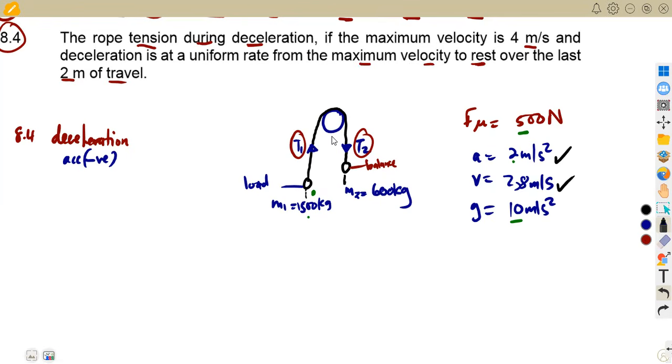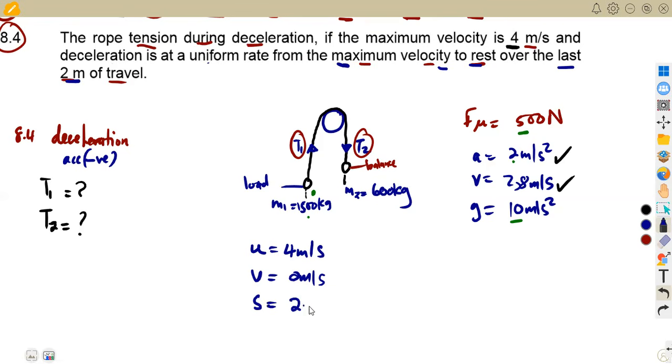They are saying we are talking about the tension, which means we are supposed to calculate T1 again and T2 again, the same way we calculated before, but on a condition of deceleration from a maximum velocity, which is now our initial velocity. So we have our initial velocity of 4 meters per second until it comes to rest with a uniform deceleration, meaning our final velocity is 0 meters per second over the last 2 meters, meaning we are given the displacement. That is the whole part of the question.